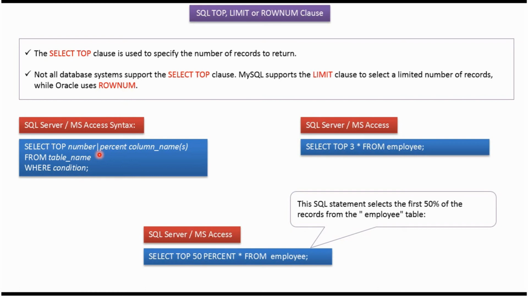Here you can see the syntax of the TOP clause. Here you can see the query: SELECT TOP 3 * FROM employee. So this query returns 3 records from the employee table. And here you can see another query: SELECT TOP 50 PERCENT * FROM employee. This query returns 50% of the records from the employee table.